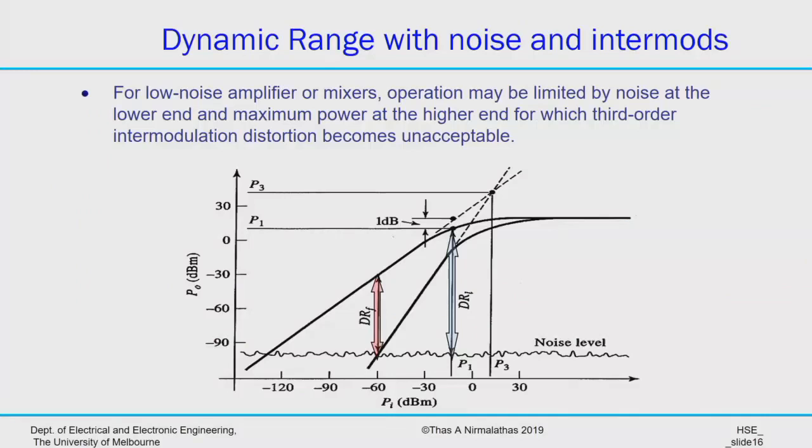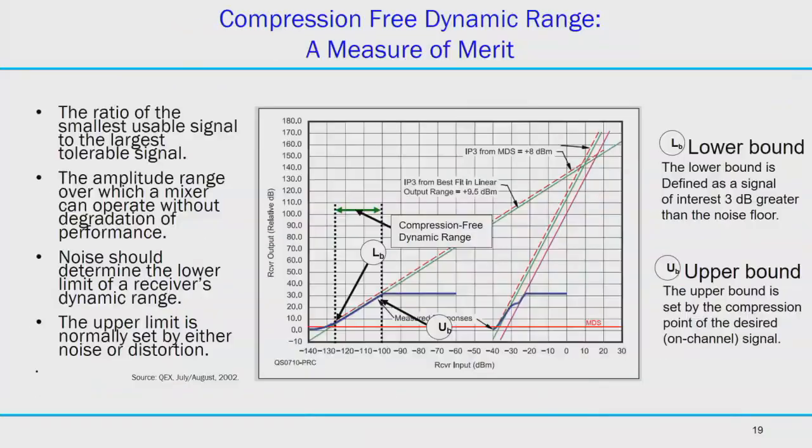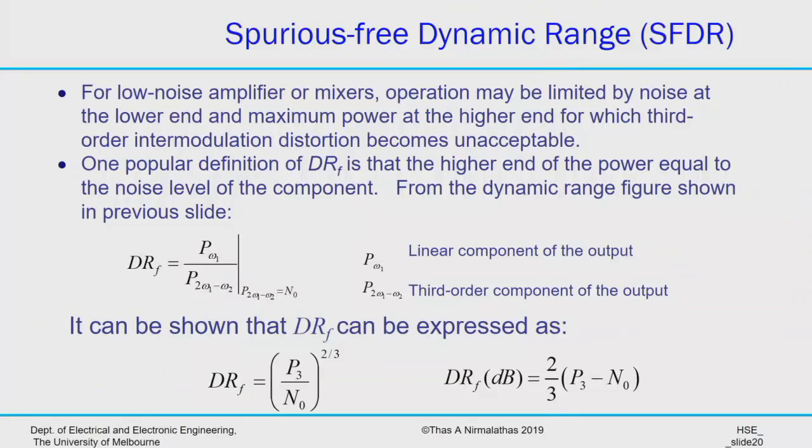So you can see there are two triangles, that one there and one here, all right? And if you know that intercept point, and if you know the noise value, then you can work out this dynamic range. That's why the intercept point is important. And it turns out that the spurious free, meaning intermodulation free, dynamic range is simply 2/3 of the intercept point minus the noise.